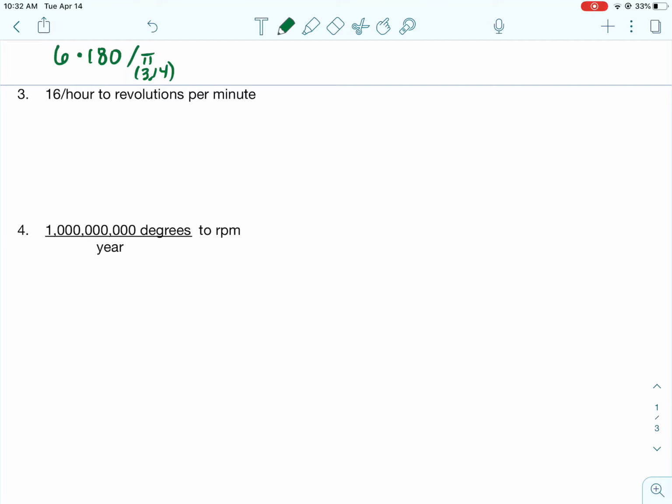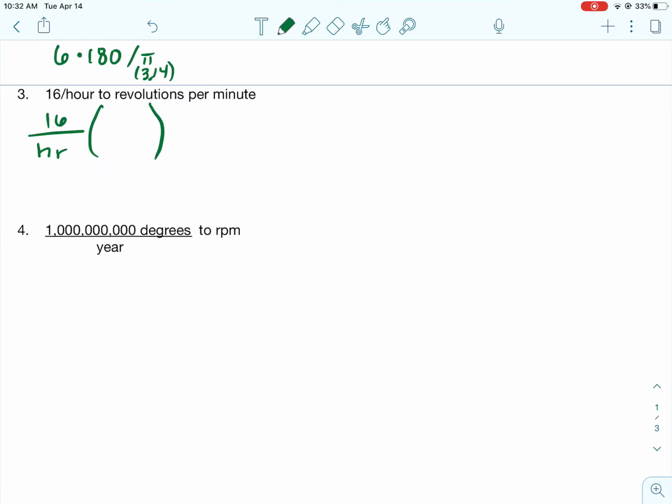Okay, and then for 3 and 4, we have an angle measurement and a time, which is considered to be angular velocity. All of the velocity in the last lesson was linear velocity, so these are angular velocities. So if something is traveling around a circle, there is an angle that is changing at a certain rate. So anyway, number 3 is 16 per hour. And we want to change that to revolutions per minute.